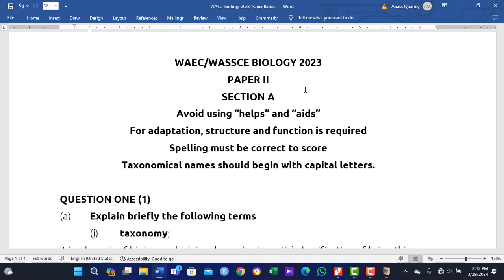When we are done with the videos, we may also look at the practical for last year and then come up with some predictions and guidelines that may help you to prepare for 2024. Right, so just stick around.